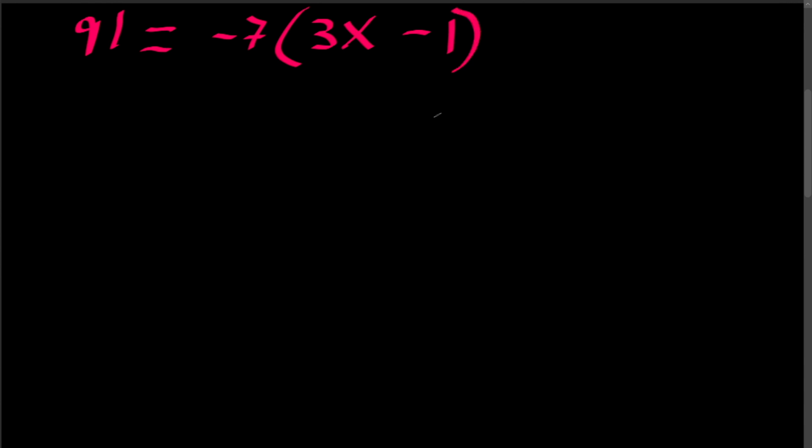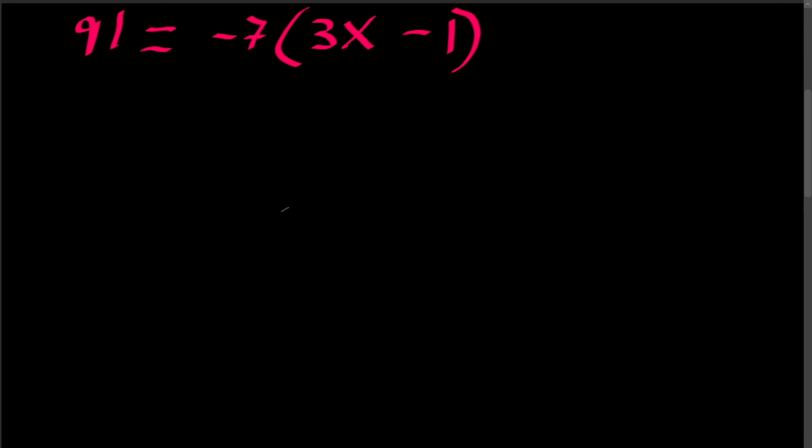Let me see here. Let's just do 91 equals negative 7 times 3a. Let's change that to x because we have a 9 in the problem. A lot of times my a's look like 9s. All right, so let's say 3x minus 1. All right, now, if you feel confident, pause this. See if you can go ahead and do this one by yourself.